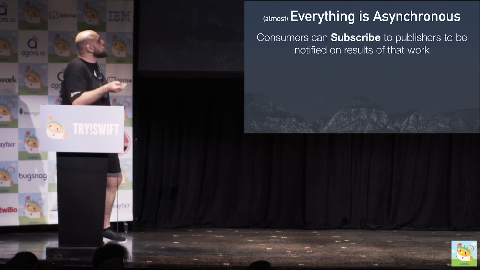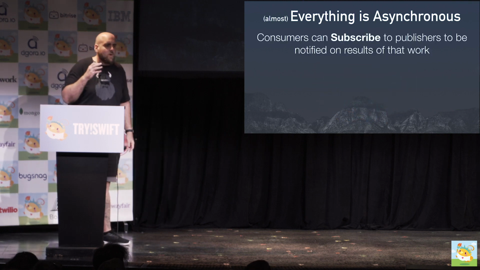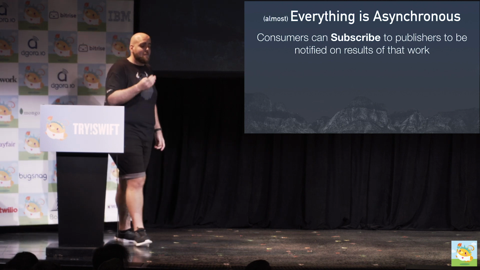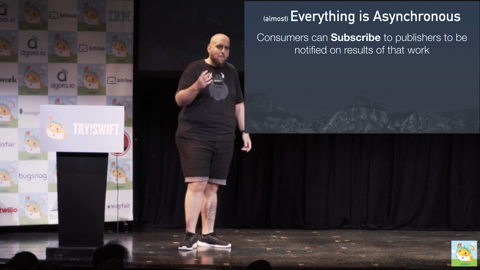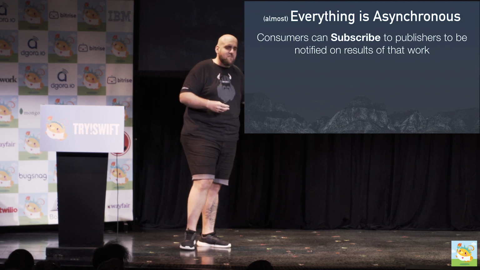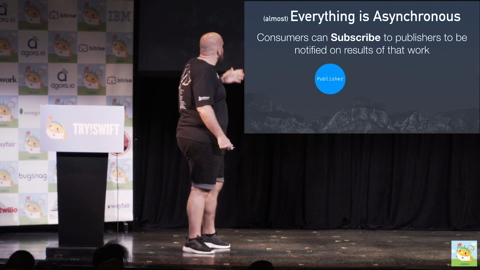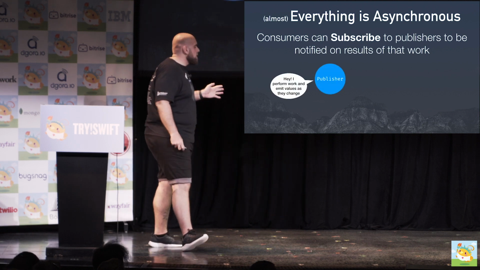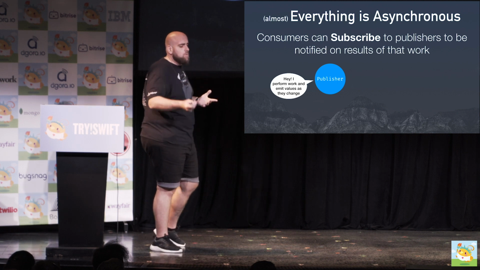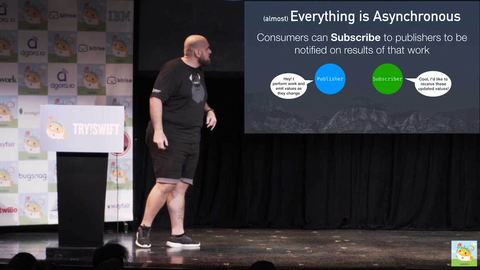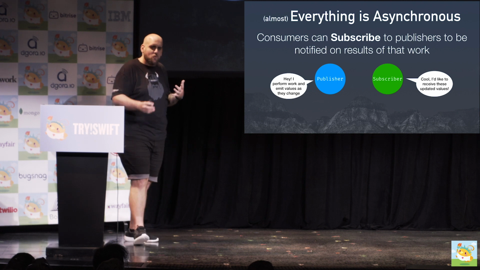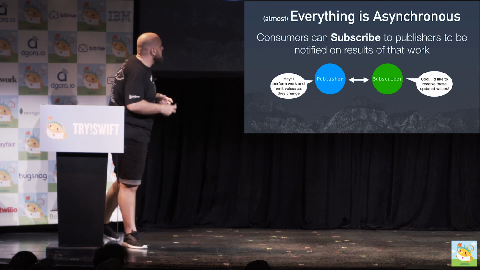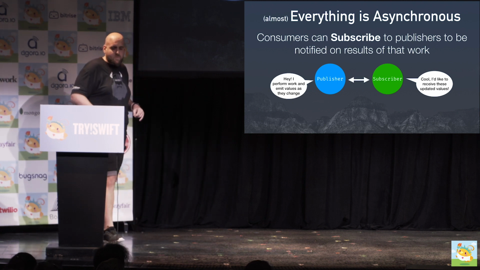Consumers can subscribe to these publishers to be notified whenever there are new values emitted from them and constantly update their app so it's up to date based on the latest state. So if you have a publisher that says, hey, I perform some work and I emit values that change over time, you have a subscriber that says, cool, I'd like to receive these values so I can keep my app up to date. And they constantly communicate between themselves.